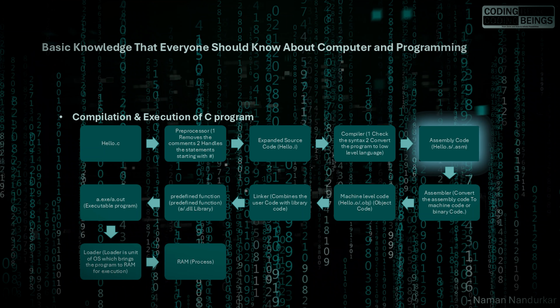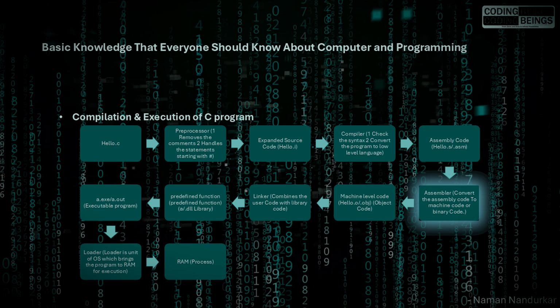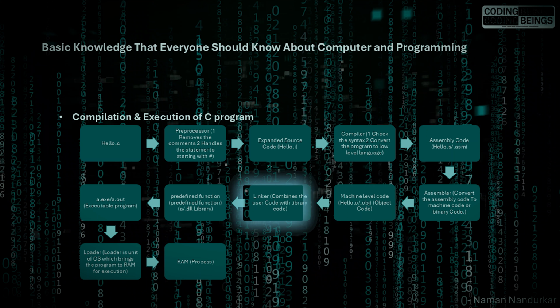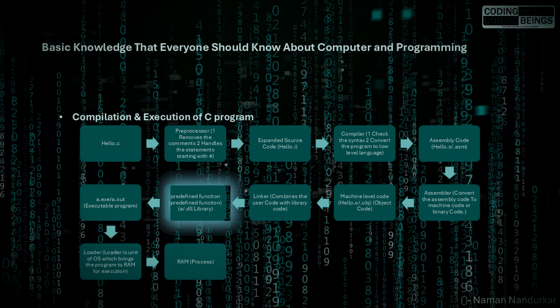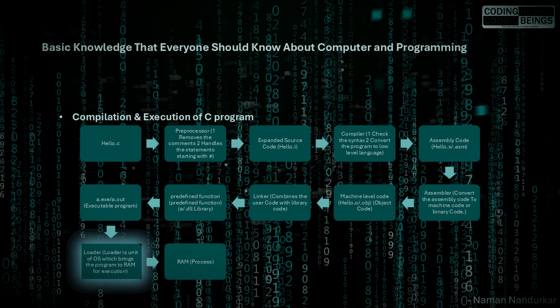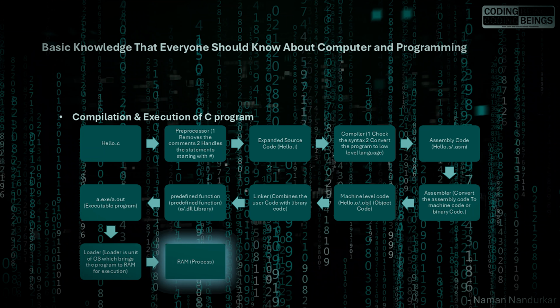meaning assembly code. That assembly code goes to the assembler, where the assembler converts the assembly code to machine-level code or binary code. Then that machine-level code goes to the linker, where the linker combines the user code with library code, and we get the executable program. That executable program goes to the loader. Loader is a unit of the operating system which brings the program to RAM for execution.